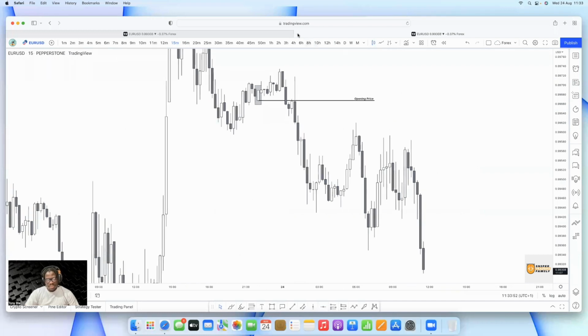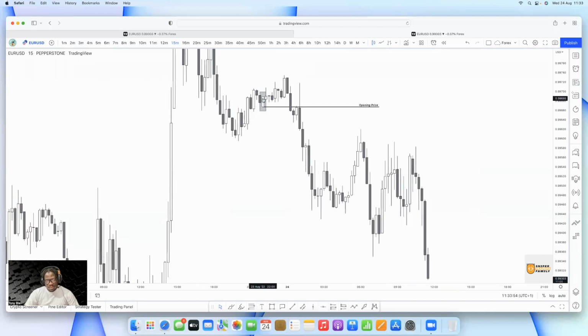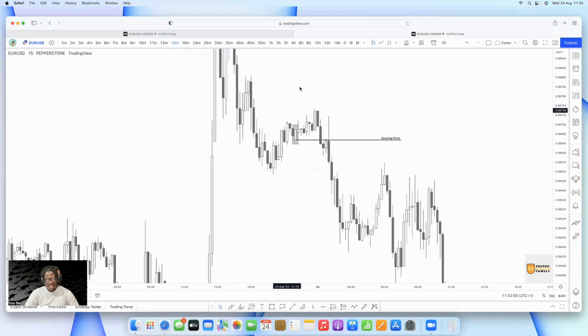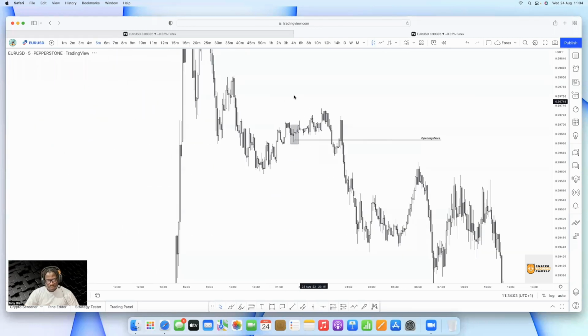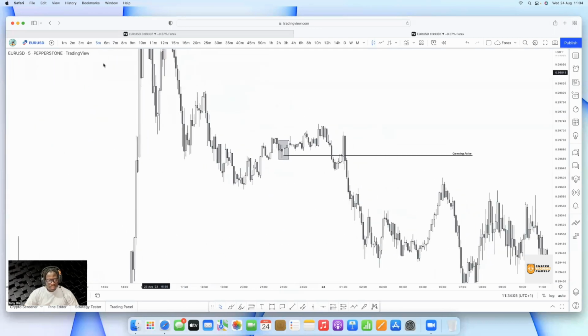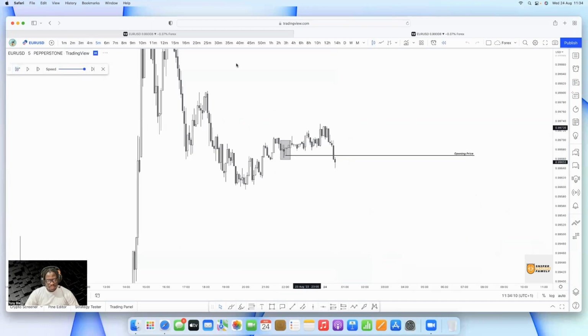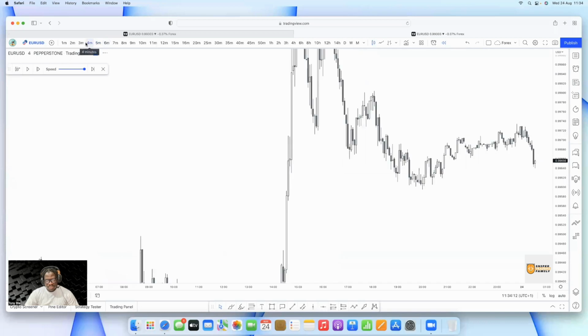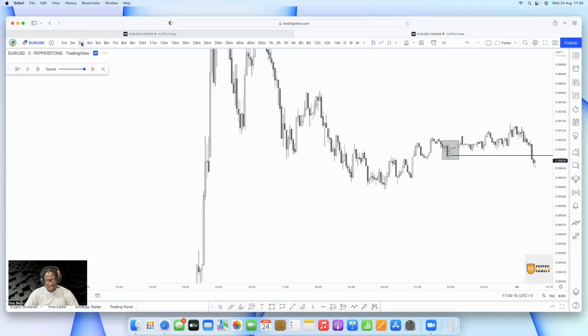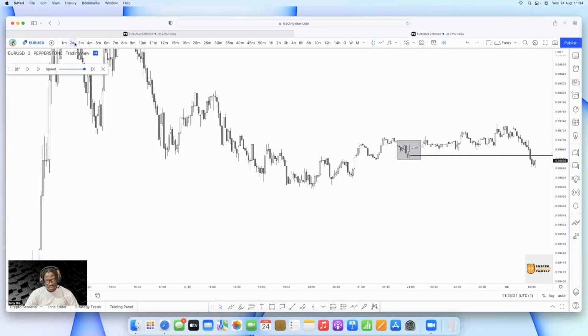So this is the 15 minutes time frame. This is my opening price. You want to be looking to sell above the opening price. And let me go to 5 minutes. Let me go to the 4 minutes quickly. I just want to check something. So 4 minutes, 3 minutes, 2 minutes, 1 minute.